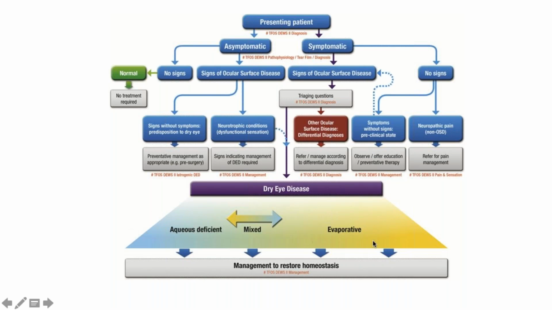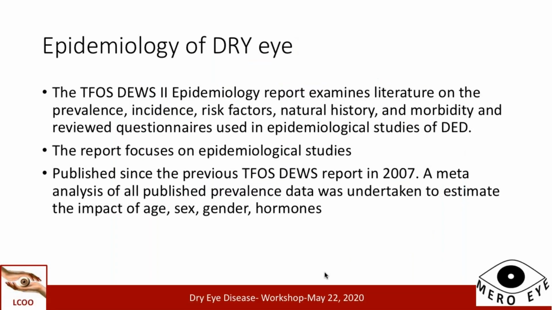So again, when you break it up, you could have an aqueous deficient dry eye, you could have an evaporative dry eye, and you could also have a mixed version of both. But in totality, basically, it disturbs the homeostasis of the tear film, and the management goal will always be to restore it.